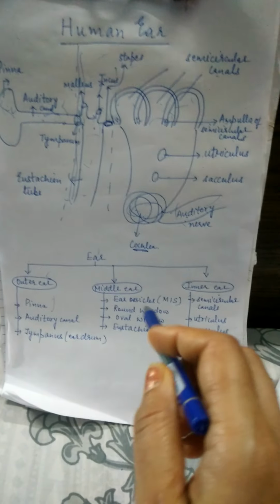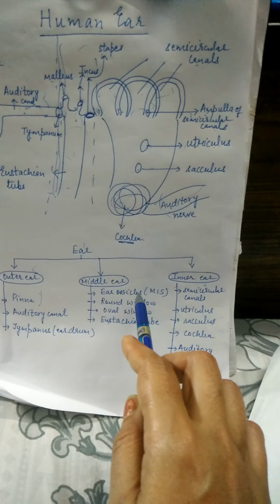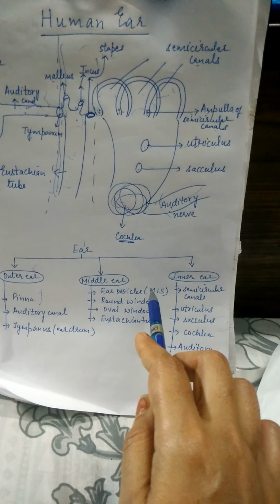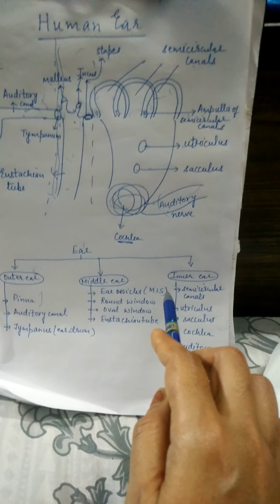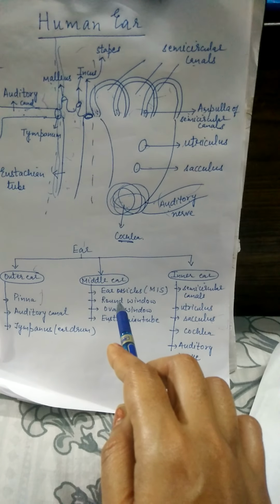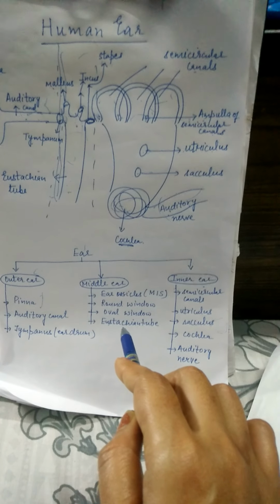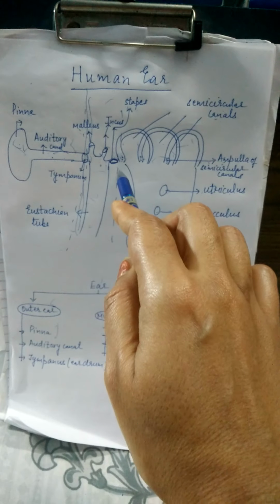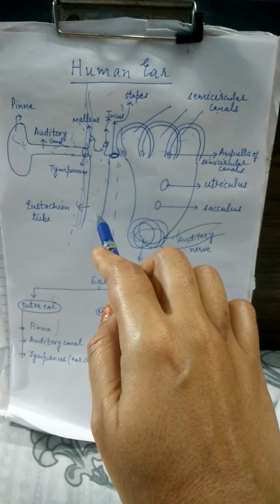And in the middle ear, you can see the ear ossicles. The formula is MISS: malleus, incus, stapes. Then we have the round window, oval window, and eustachian tube. So in this structure, you can see these are the three ear bones. Then this is the eustachian tube.